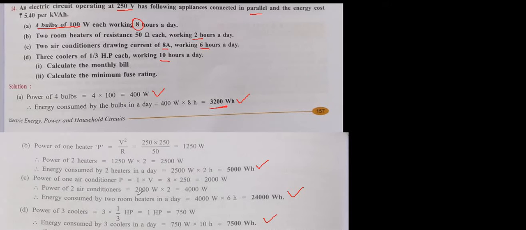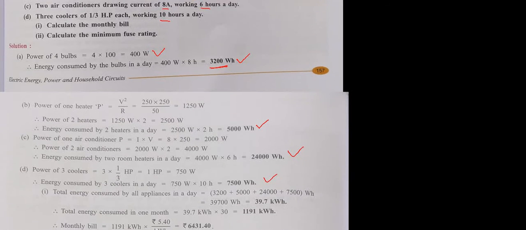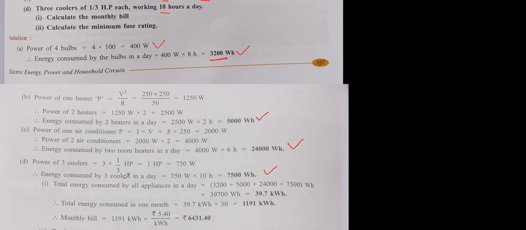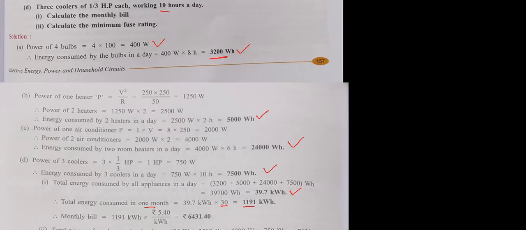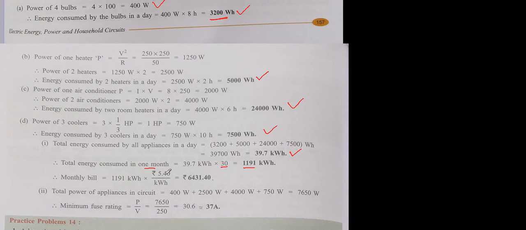So now power of 3 coolers. So 3 multiplied by 1/3 horsepower. It is how much? 750 watts. Consumed in a day, so for 10 hours, 750 multiplied by 10, so 7500 watt hours. Add all of that. You get 39.7 kilowatt hours. Now for a month, so it is 30. So we are multiplying by 30. So in a month, how much is used? 1191 kilowatt hour is used.